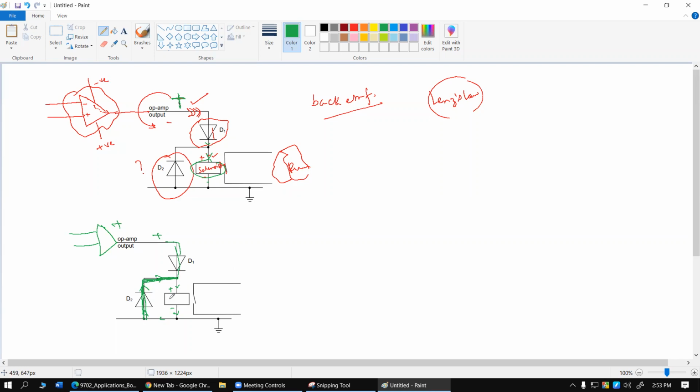So when the op amp gives us positive, current should flow through the solenoid, and when the back EMF is produced, current should not flow through the op amp. That's our expectation. To prevent the current flow through this path downwards when the op amp output is positive, we provide this D2 diode. So what does the D2 diode do? It makes sure that when the op amp output is positive, current actually flows through D1 and through the solenoid, and eventually goes to the ground. As a result, the solenoid is energized and the switch will be closed.